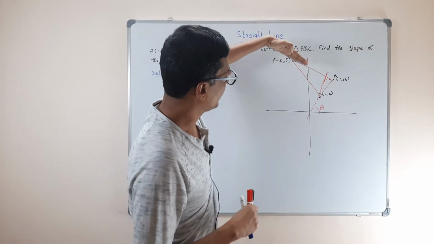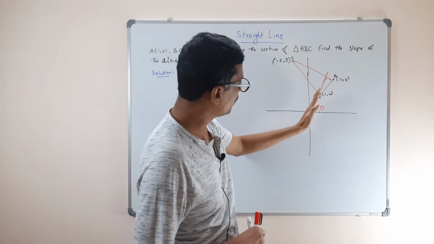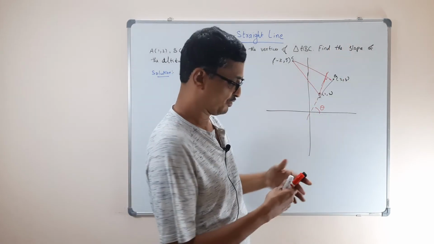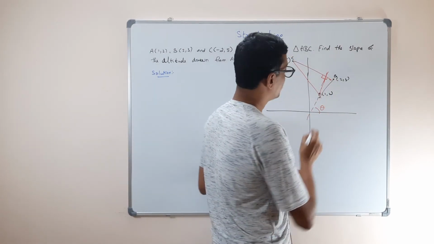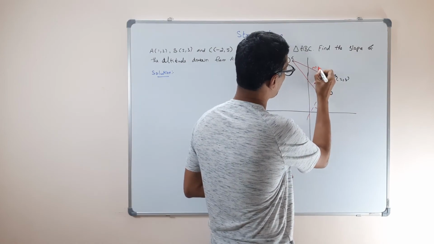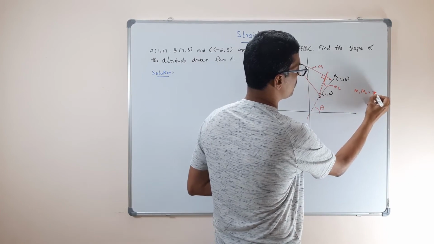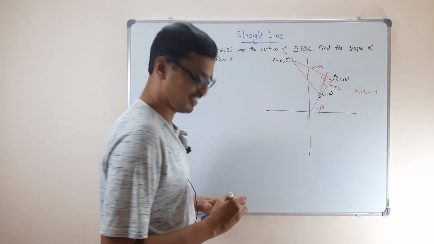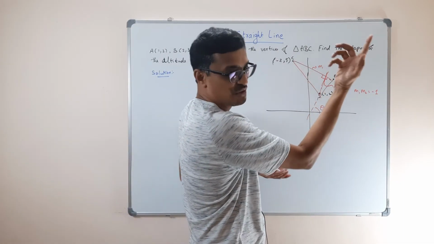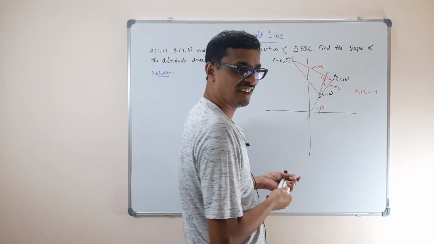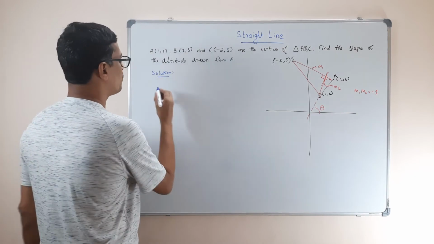See, find out BC, slope of BC. The altitude from A, what will be this angle? 90 degree. Therefore, suppose if this is M1 and if this is M2, M1 times M2 should be equal to minus 1. You got it? What you can find out is M1. All you have to find out is M2. M2 will be negative reciprocal of that. Am I right? So that's simple. So you have to find out the slope of BC.